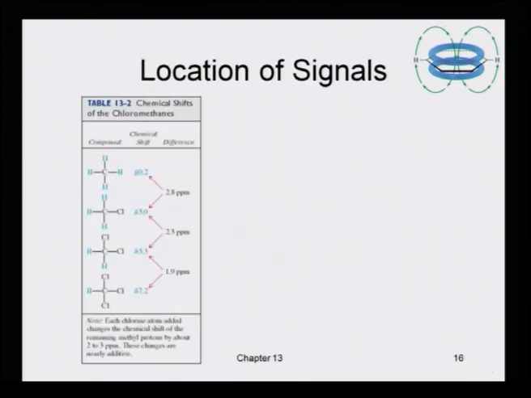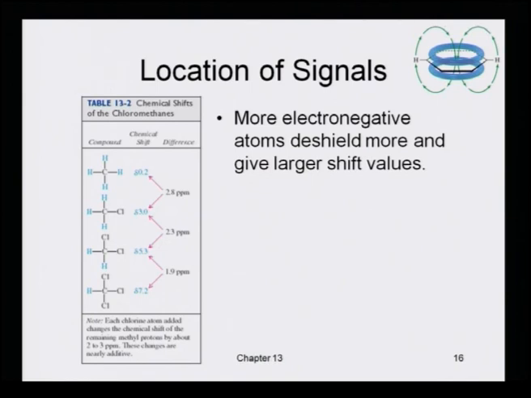Now, location of signals. More electronegative atoms deshield more and give larger shift values. So, if you remember certain rules of NMR calculation and also the observable values of protons in different environments, then you will be able to calculate the chemical shifts and identify the protons on the basis of the chemical shifts.